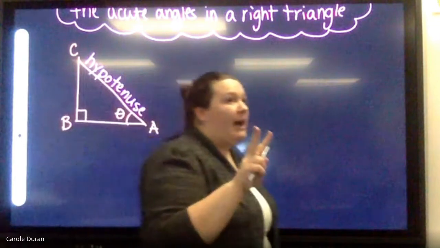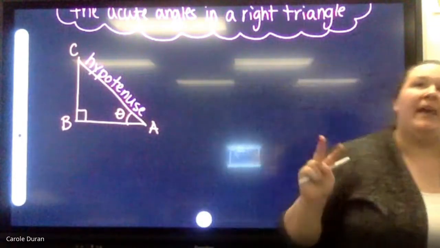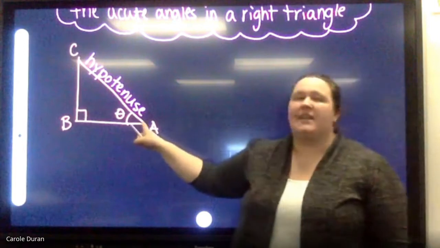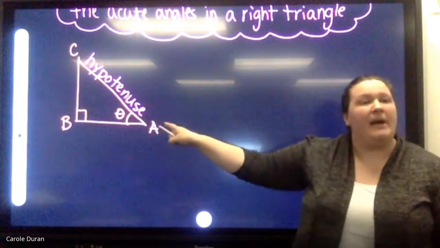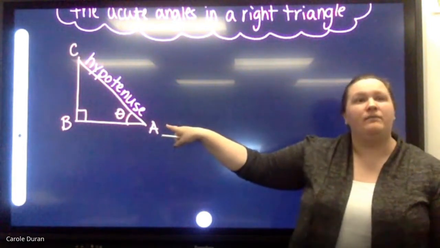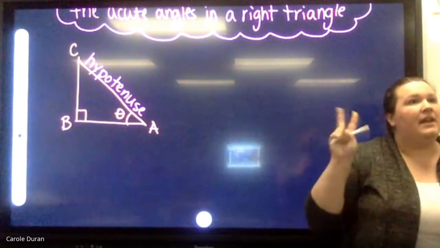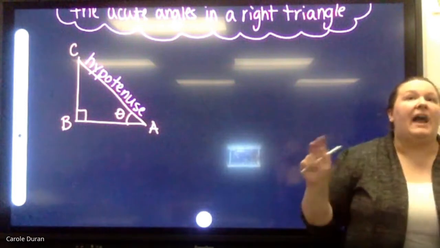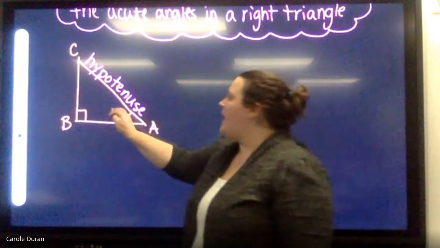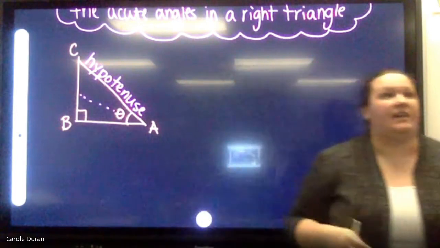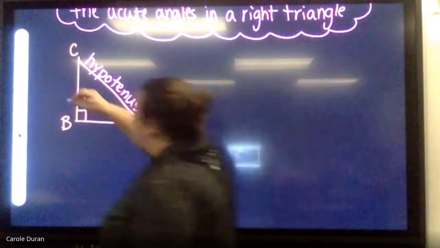The other two, however, will change depending on which angle we identify as theta, or which angle we're looking at. So I've already identified that this angle right here is the one I am taking into consideration. So the other two sides I have to find are the opposite side and the adjacent side. The opposite side is always the side directly across from whichever angle I'm calling theta. So on this one, it's going to be the left side.